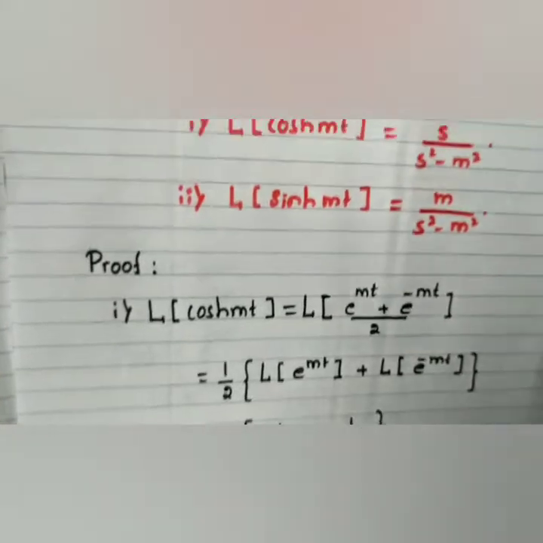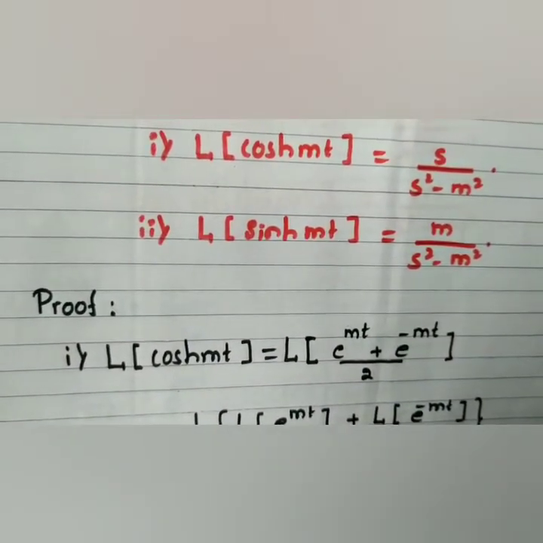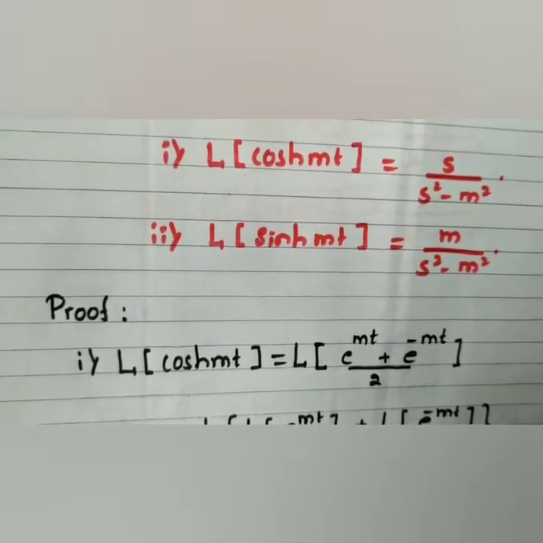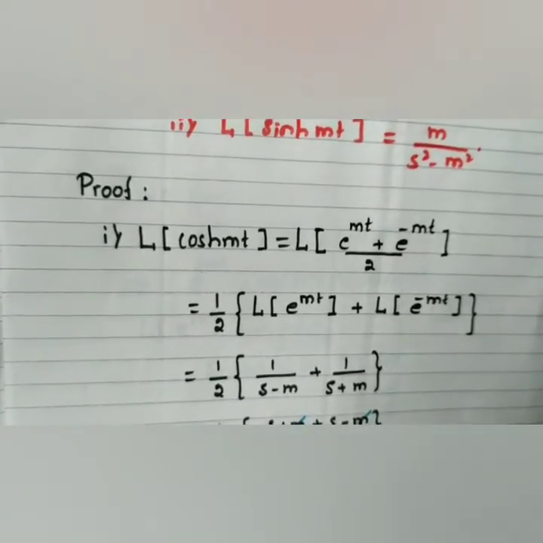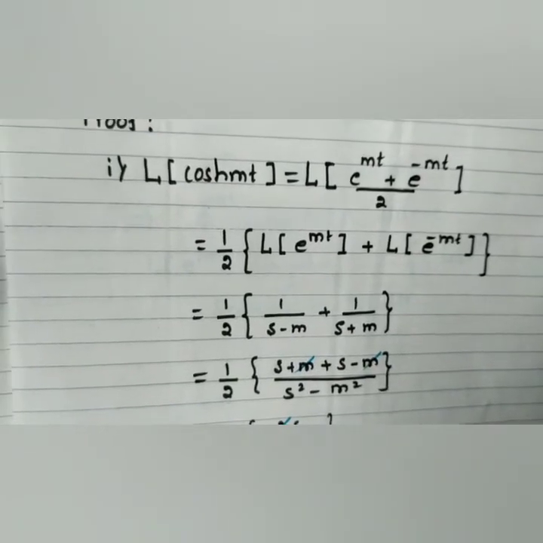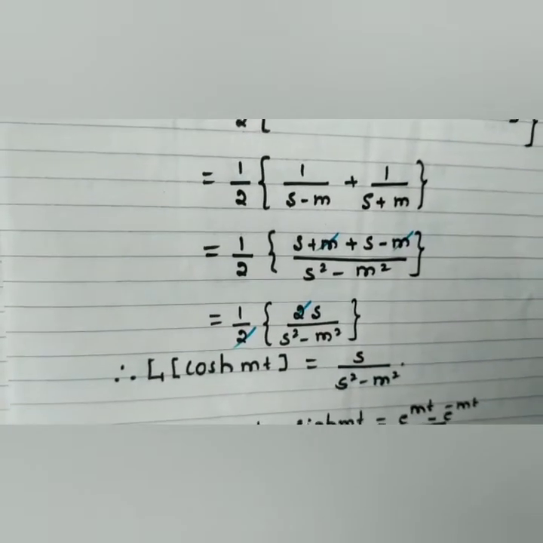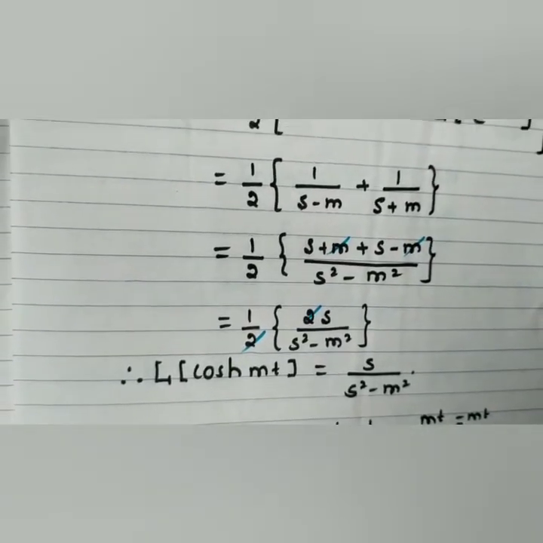Clear it is. So what did you do? L of cos hyperbolic mt, by definition, e raised to mt plus e raised to minus mt divided by 2. Just operate L on e raised to mt and L on e raised to minus mt. The result comes by the elementary result 1 by s minus m plus 1 by s plus m. Taking LCM and simplifying, we get L of cos hyperbolic mt is s by s square minus m square.